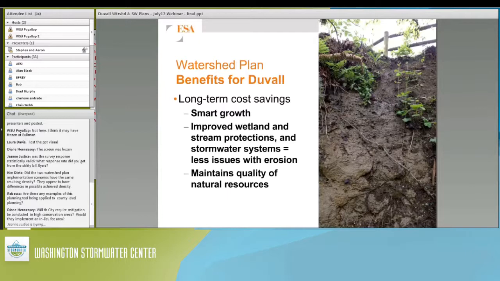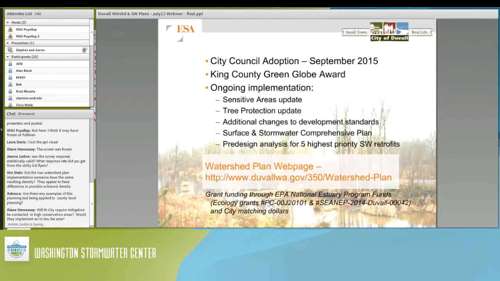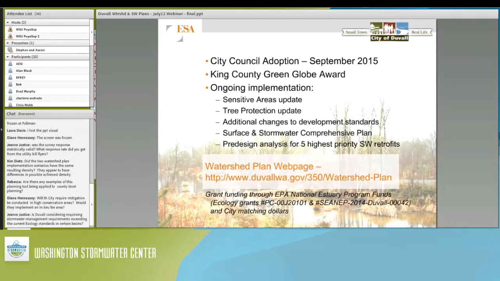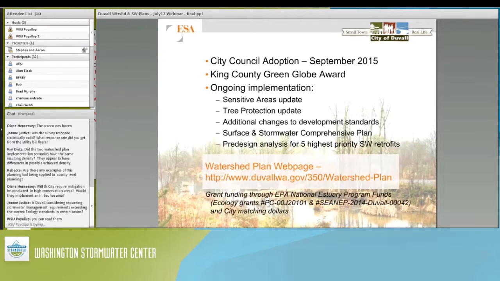This is my final slide, just highlighting where we're at and the ongoing implementation, and it provides a link to the Duval Watershed Plan webpage, which has all of the adopted documents. You can get into that sub-basin folio and some of the detailed assessment approach and policies that were put in place. Thank you.